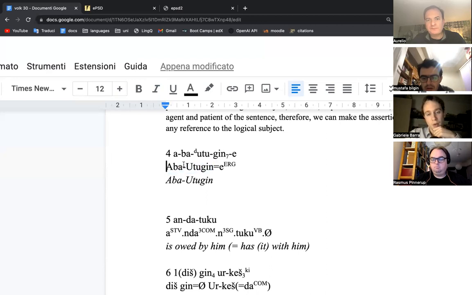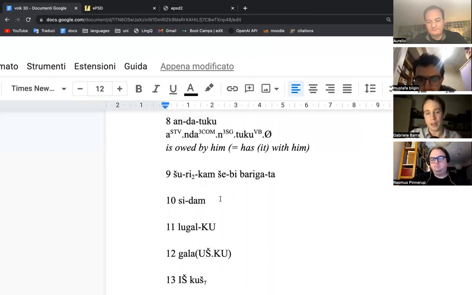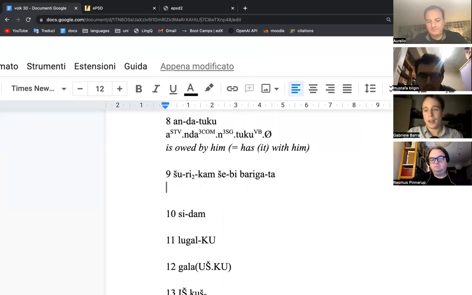Quick parenthesis about Aba-Utugim. Quite a name. Abba means who, Utu is the sun god, and Gin will be the equative case. So Aba-Utugim translates to someone like Utu, or well, who is like Utu. So again, very creative people. Not a fan of the names.